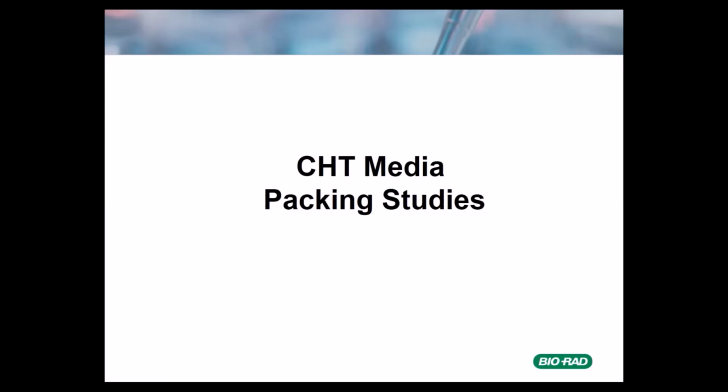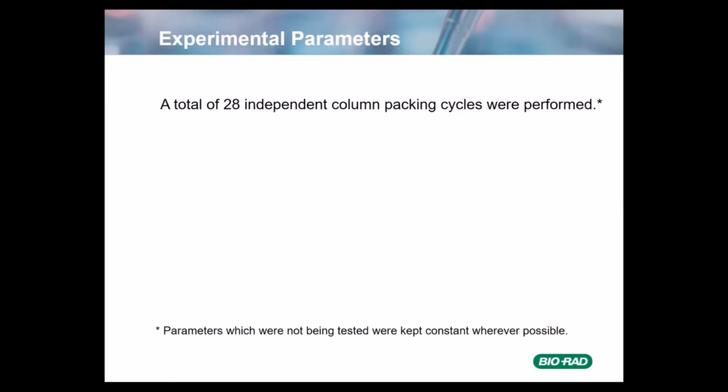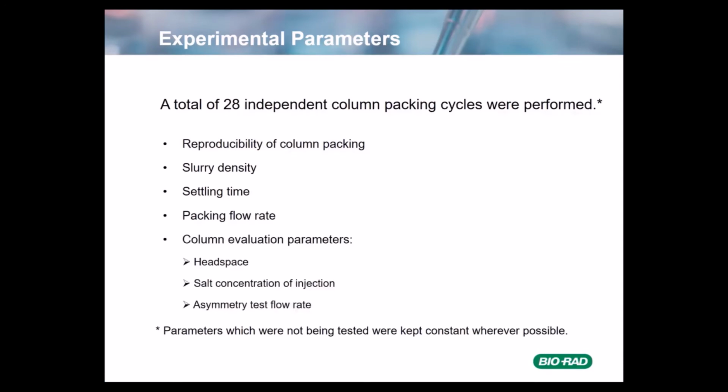So I want to spend just a couple of minutes now going over some packing studies that we've done at Bio-Rad on CHT. So we did a total of 28 independent column packing studies. In these cycles, the parameters that were not being tested in that cycle were kept constant wherever possible. I'm not going to read through the list of parameters that were tested. I'll just go through them somewhat slowly so you can get a feel for what we looked at. I'll be presenting the data on these in just a moment.